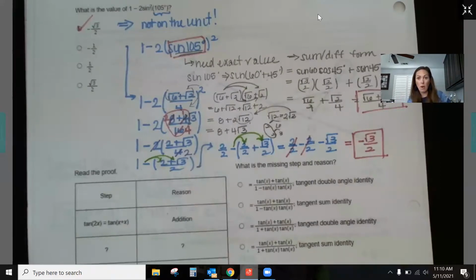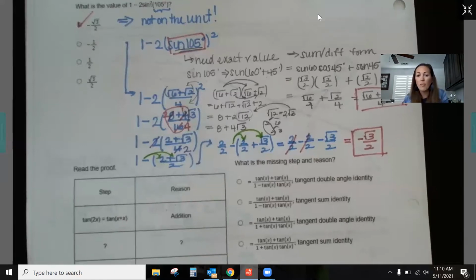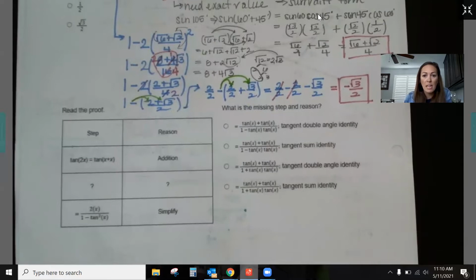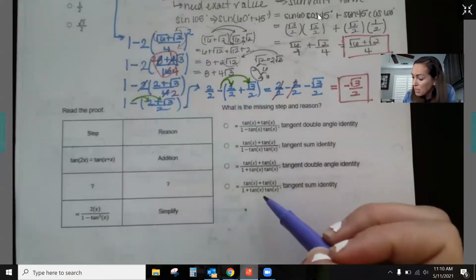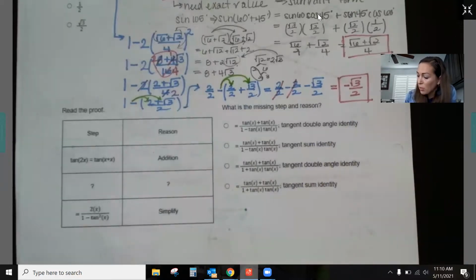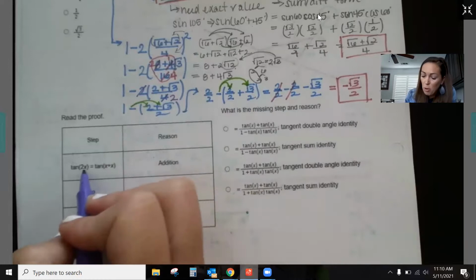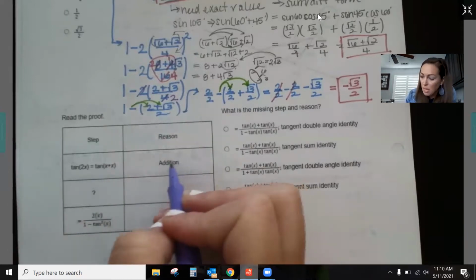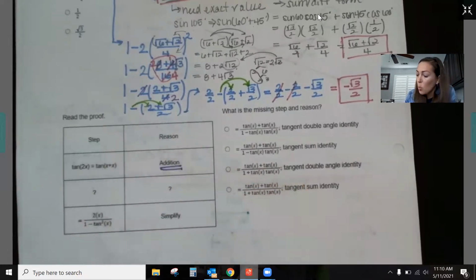So that was a big problem, a lot going on, but a lot of good skills used in it. And then my very last one, it says, what is the missing step and reason? So they gave us some of the steps and then the reasonings. Okay, so I look here and it tells me that I'm going from 2x to x plus x because of addition. So what would come next?